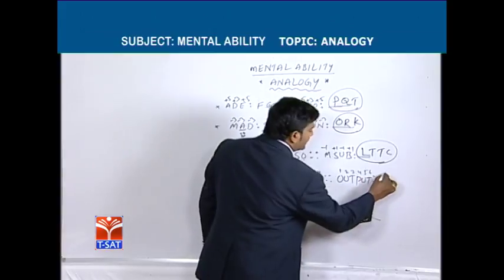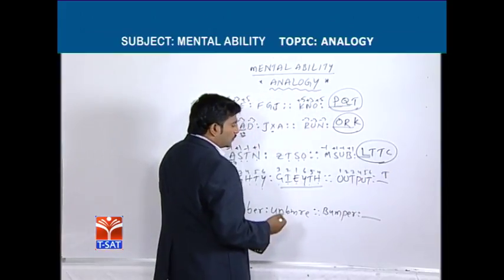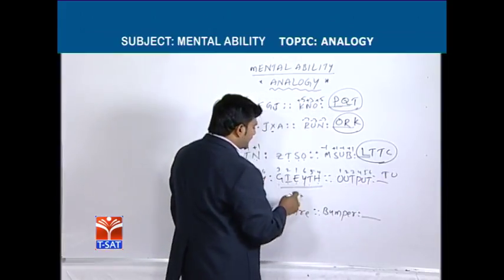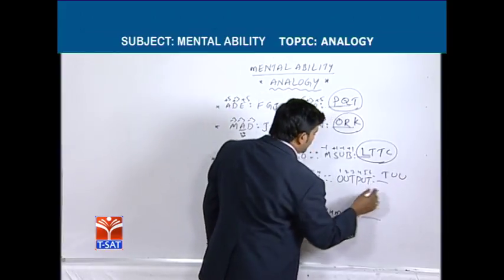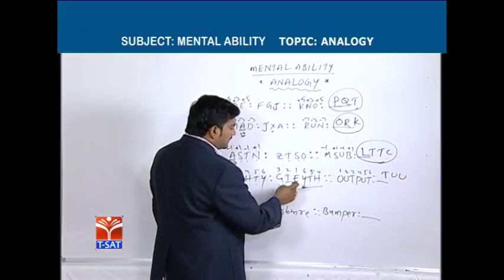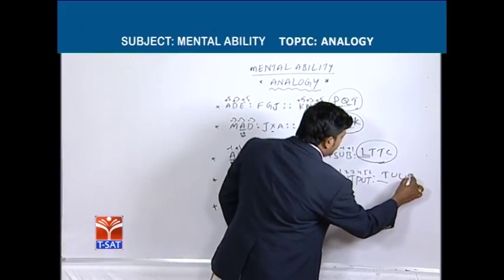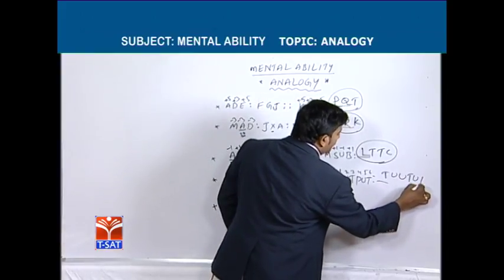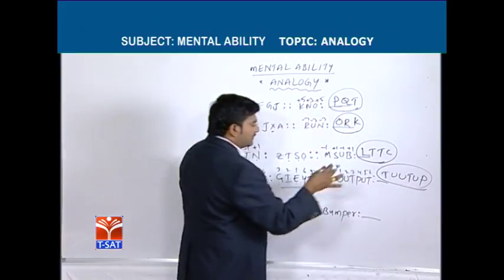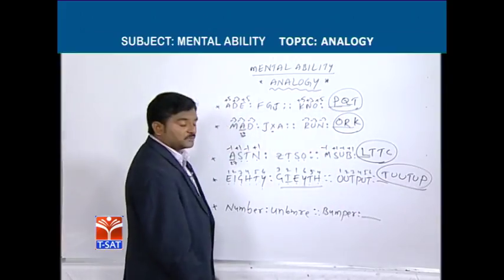3 means T. 2 means U. 1 means again U. So 3, 2, 1. And 6, 5, 4: 6 means T, 5 means U, 4 means P. It's very clear. 1, 2, 3, 4, 5, 6 becomes 3, 2, 1, 6, 5, 4.